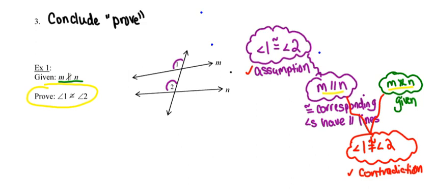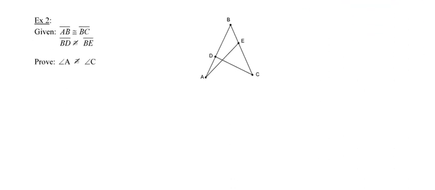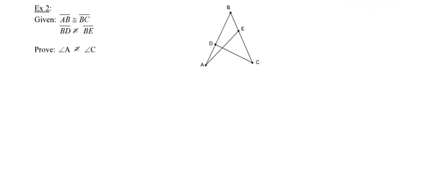All right, some of you are wondering, is it possible to write a two-column proof that's an indirect proof? And the answer to that is yes. So let's take a look at question number 2, and see if we can formulate a two-column proof that is also indirect.